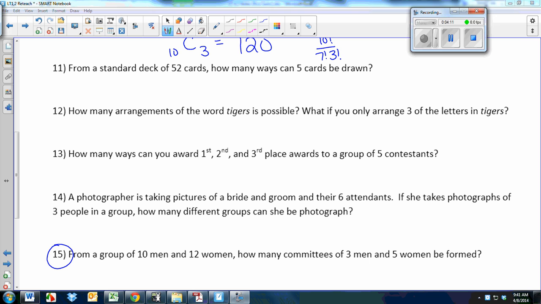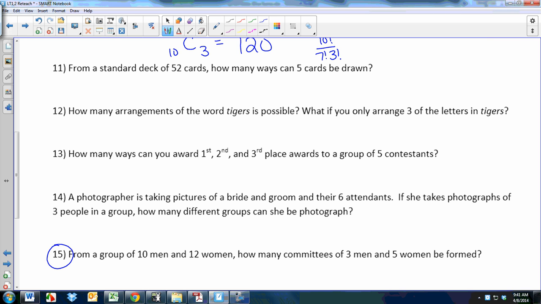All right, so again, if you didn't try those, pause the video and try them. But now we're going to go through them pretty fast. Number 11, pick 5 cards. I'll do it in my head, out loud.